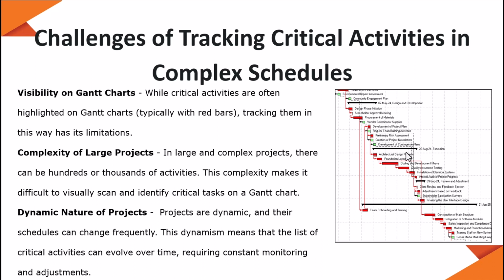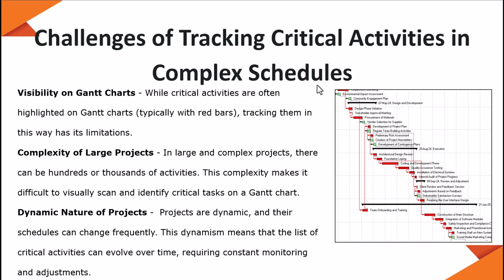Challenges of tracking critical activities in a complex schedule. As we all know, all the activities in red on your Gantt area indicate that they are critical. All the activities in green are not critical activities because they've got a value for free float and total float in the program. Tracking them this way has its limitation as well. Just looking at the critical activities in red has its own limitation, as we'll see in a bit in Primavera P6.